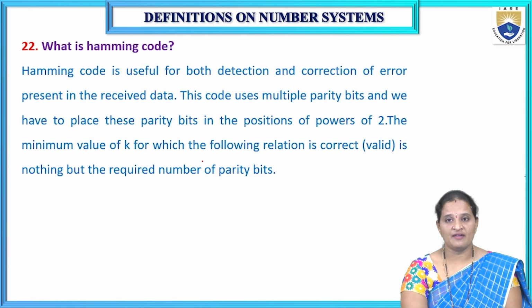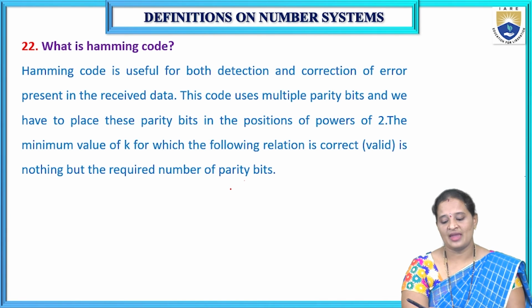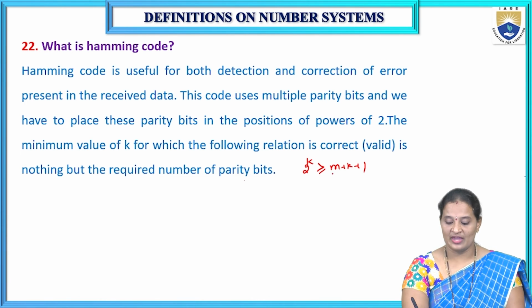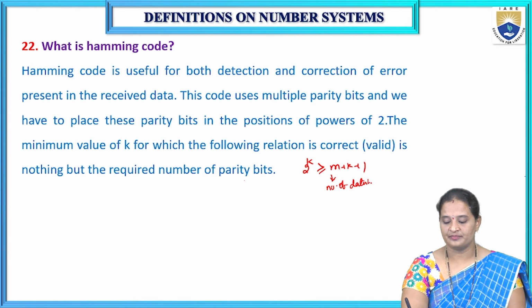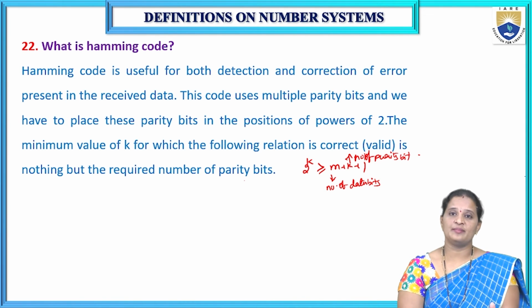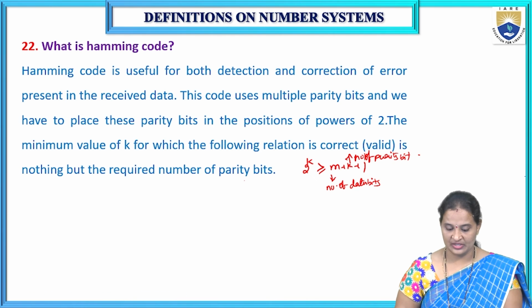The minimum value of k is the required number of parity bits, and it must satisfy this condition: 2 to the power k is greater than or equal to m plus k plus 1, where m is the number of data bits and k is the number of parity bits to be added. This is the condition that must be satisfied to decide how many extra bits are appended to the received message.